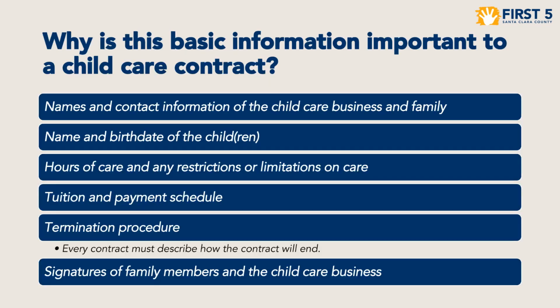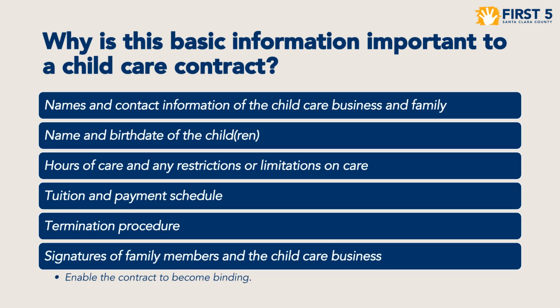Termination procedure. Every contract must describe how the contract will end. The contract should explicitly state how the family should end the contract and describe how you will end the contract. Include language that you may end the contract at will, which allows you the flexibility to terminate the contract if or when you need to do so.